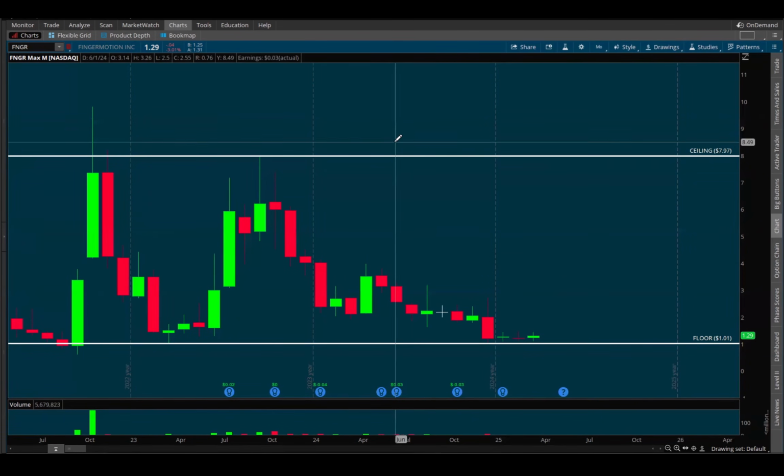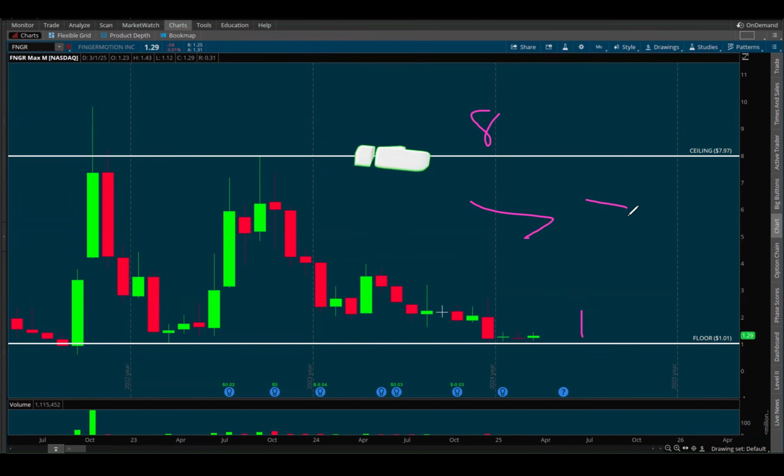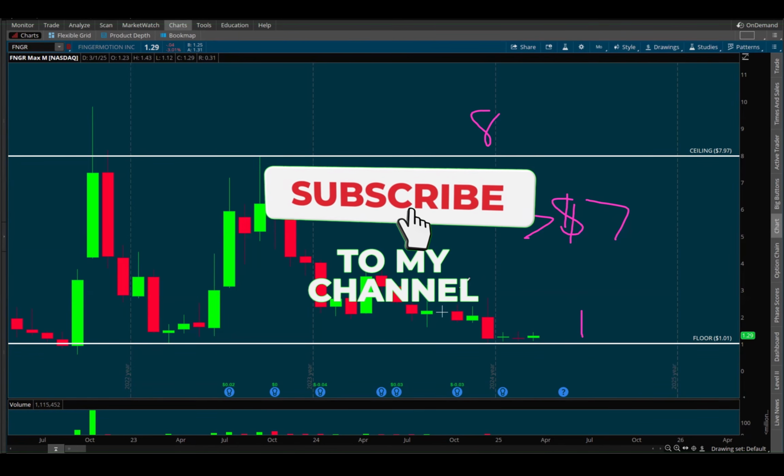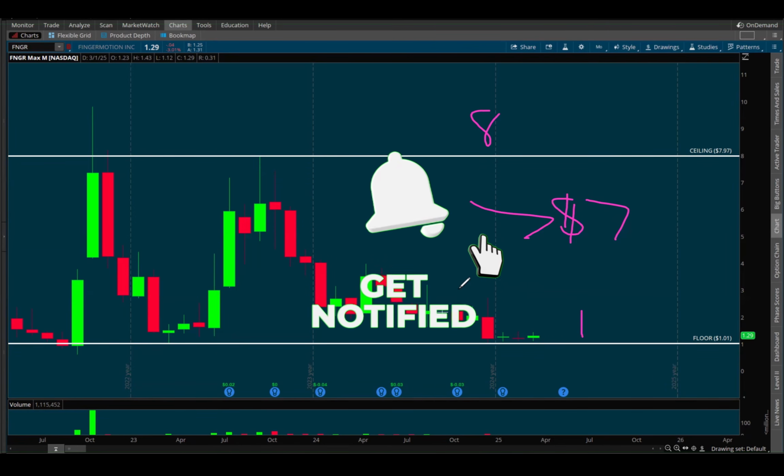Now we have both our ranges mapped out. We know what the top is, we know what the bottom is. So what I would do is just make a mental note again. The top is 8, the bottom is 1. That means we have a 7-point range in between that we can trade. Now, this is great to know as well because it'll show volatility in the stock.